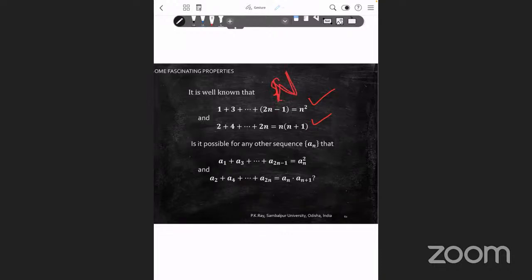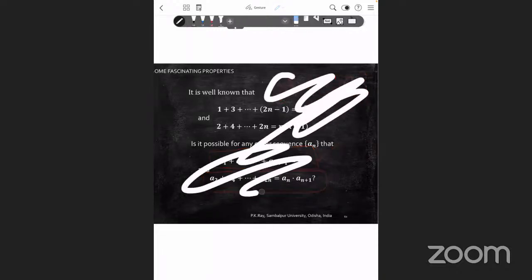So my question is, does there exist any other sequence an, other than the natural numbers, that satisfies the same type of result, that is, a1 plus a3 up to a2n minus 1, the odd term sum, gives an square, and the even term sum gives an into an plus 1? That is my question. Please remember this one because I will give the answer to these questions after that.